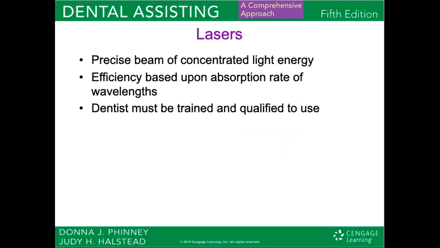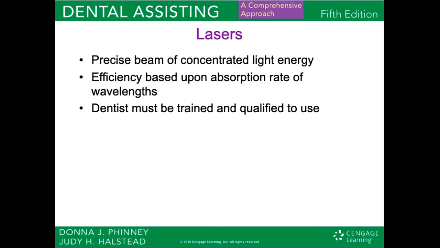Lasers are instruments that are being used more and more in dentistry today, and they have a lot of different uses in dentistry, especially in periodontics. They offer a precise beam of concentrated light energy, and its efficiency is based upon the absorption rate of wavelengths, and those can be adjusted according to what that laser is being used for. The dentist must attend training and be qualified to use a laser in the office. So not just all dentists can use lasers.